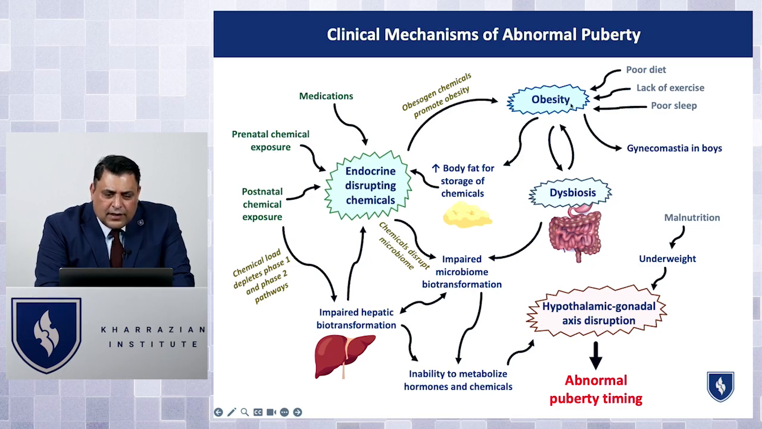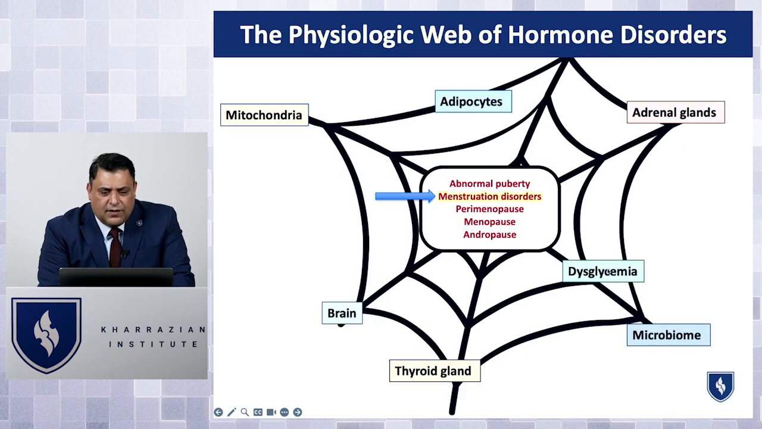This direct pathway can cause gynecomastia in boys. These patterns cause dysbiosis. This impacts biotransformation patterns. This can impact metabolism of hormones. This can disrupt the hypothalamic gonadal axis distribution that causes abnormal puberty timing. So what you can see with puberty issues is lack of body fat, too much body fat, obesity, endocrine disrupting chemicals. Those are key things that then push this web.